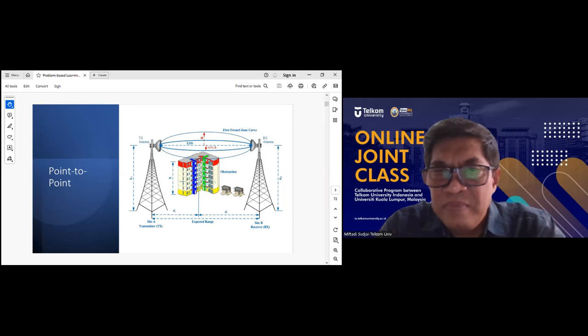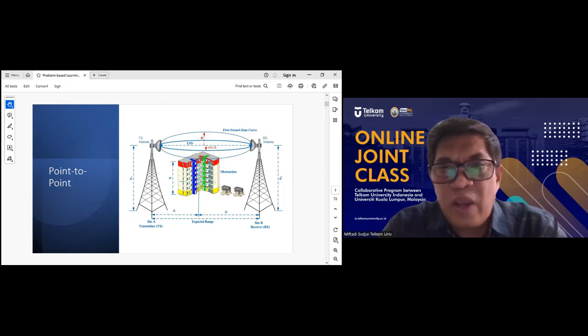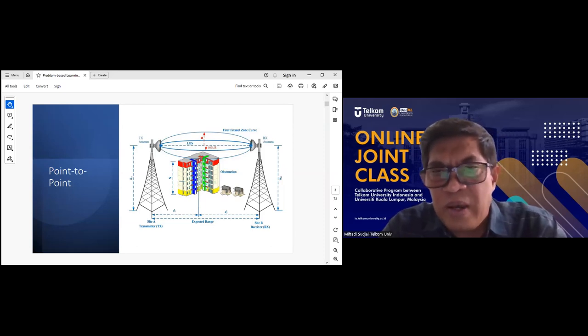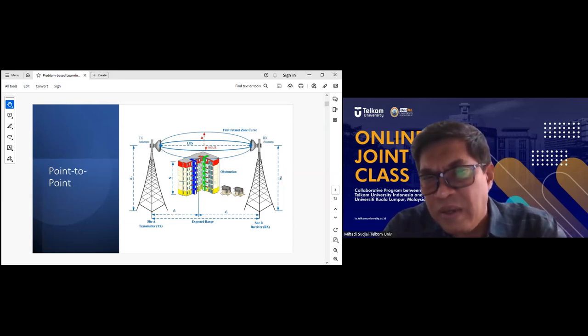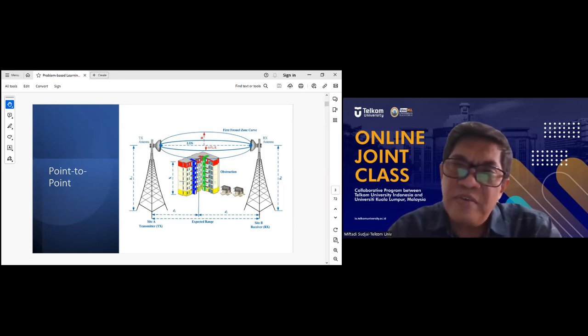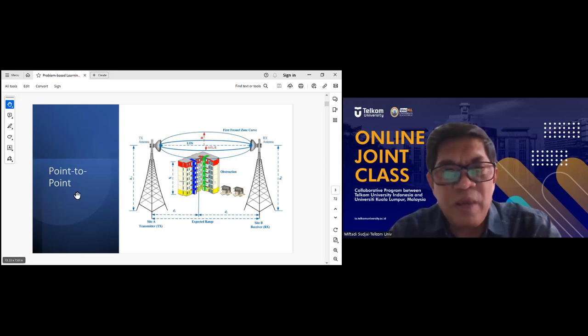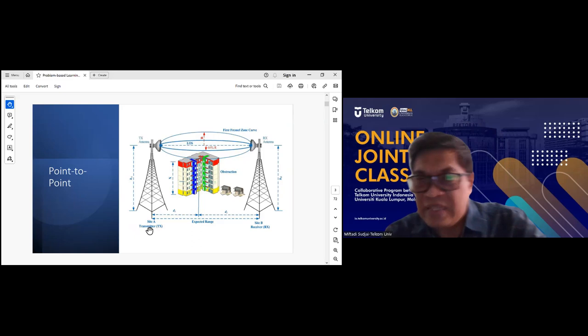then they still have a backup in a microwave link. And in certain areas, maybe it is rather costly or economically not feasible to develop a fiber optic network for a backhaul link. So people have an alternative to build a microwave terrestrial link instead. So this kind of network topology is called a point-to-point communication link.